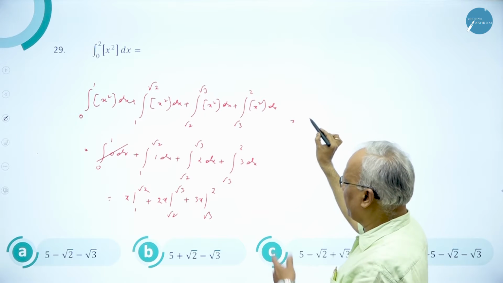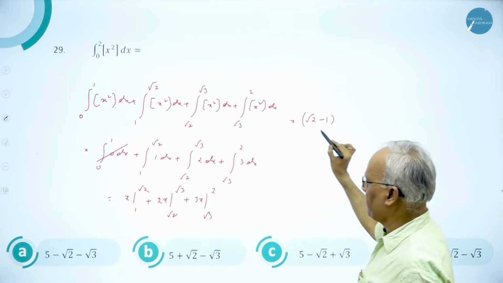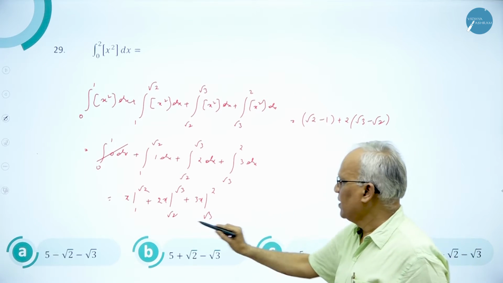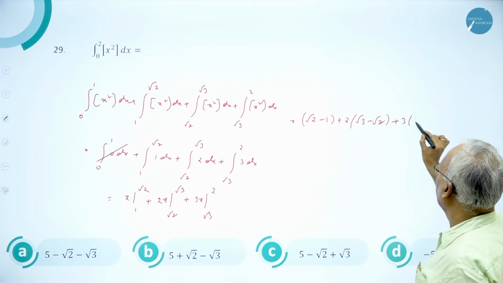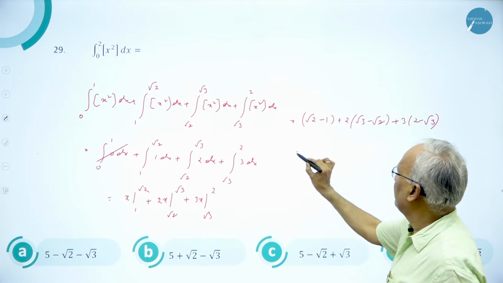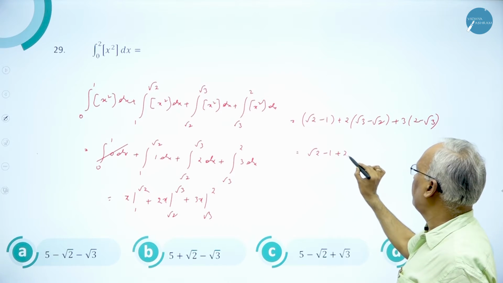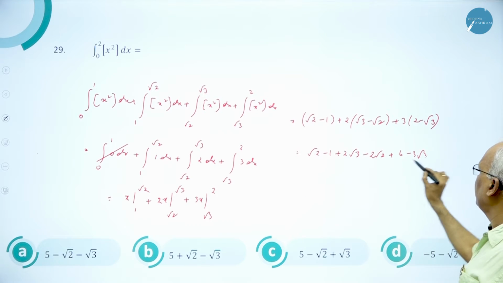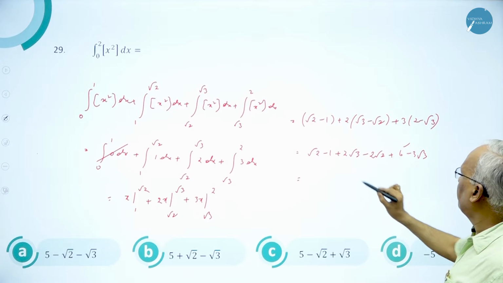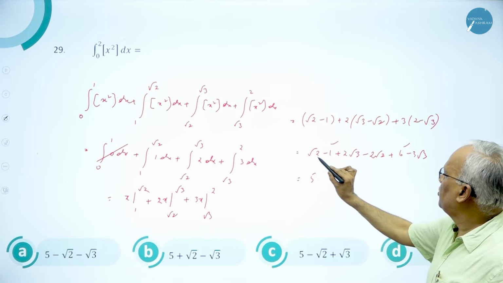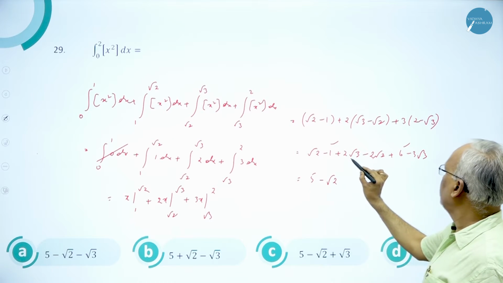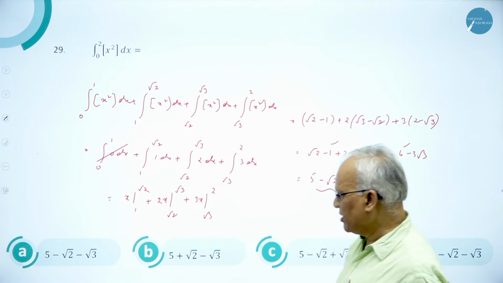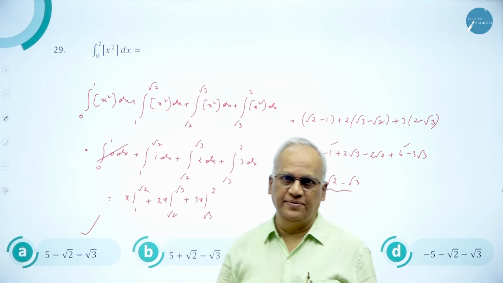Now this is equal to, on simplification, root 2 minus 1 plus 2 into root 3 minus root 2 plus 3 into 2 minus root 3. Now you simplify, this is root 2 minus 1 plus 2 root 3 minus 2 root 2 plus 6 minus 3 root 3. Now 6 minus 1 is 5, root 2 minus 2 root 2 is minus root 2, 2 root 3 minus 3 root 3 is minus root 3. So it is 5 minus root 2 minus root 3. Answer is A. This is the answer.